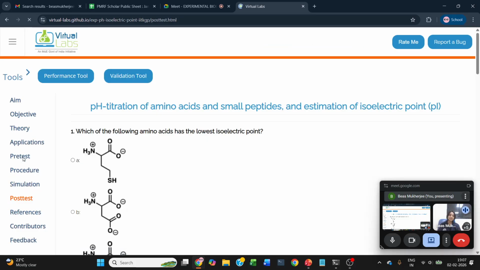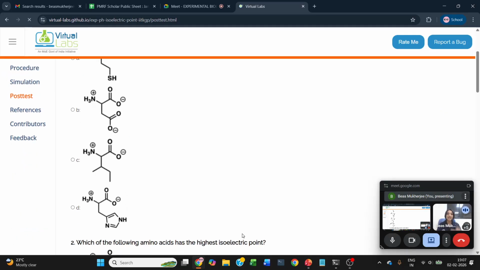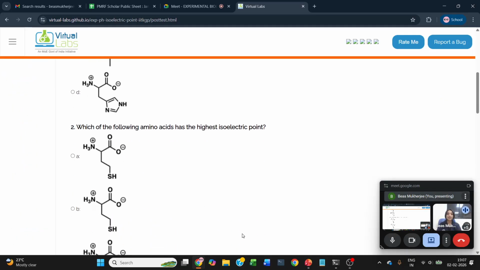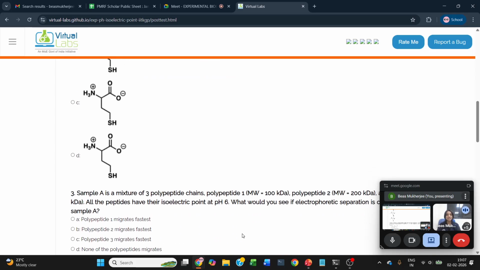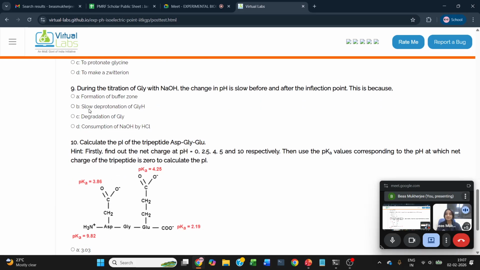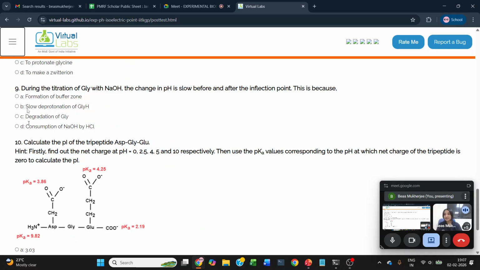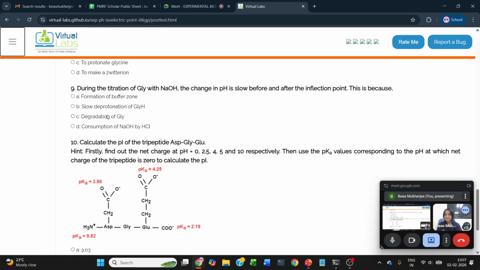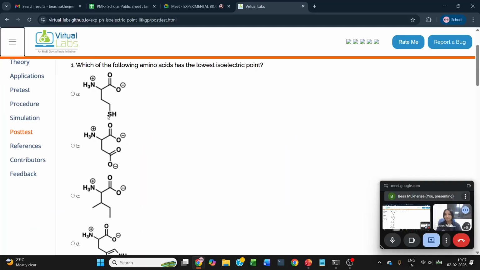And then we have the post test again. So in the post test we again have a lot of questions, and you can try to answer these questions. Okay, these are all MCQ questions, so you have to submit the quiz and they will show you the right answer. Okay, and then finally, yeah, so that's it. References and contributors are not necessary for you. So this is one thing that you can do.